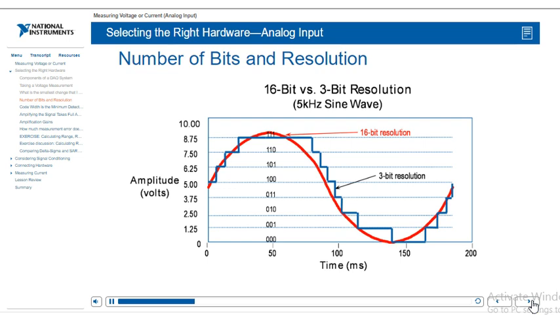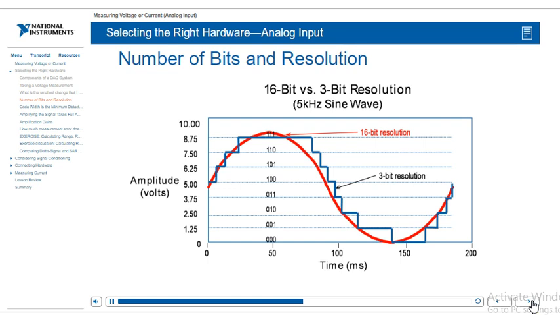This slide compares a 3-bit ADC and a 16-bit ADC. A 3-bit ADC can represent 8, or 2 to the third, discrete voltage levels. A 16-bit ADC can represent 65,536, or 2 to the 16th, discrete voltage levels. The representation of the sine wave with a 3-bit resolution looks more like a step function than a sine wave, whereas the 16-bit ADC provides a clean-looking sine wave.